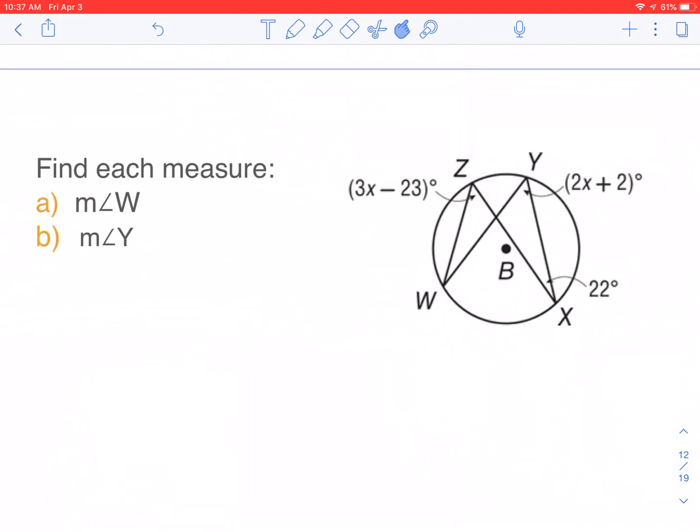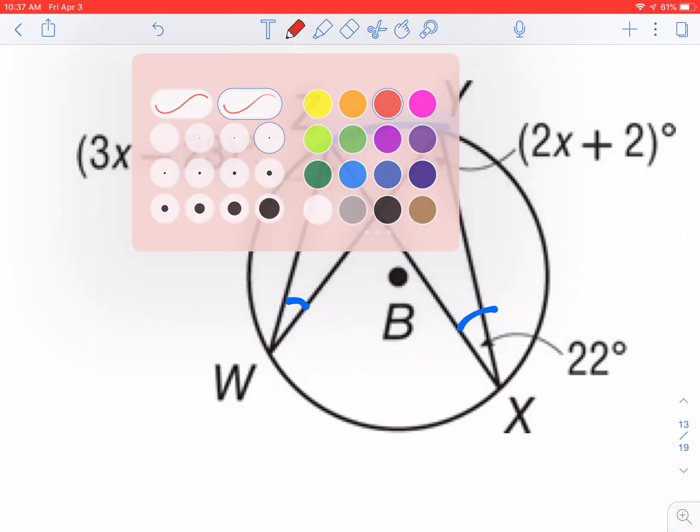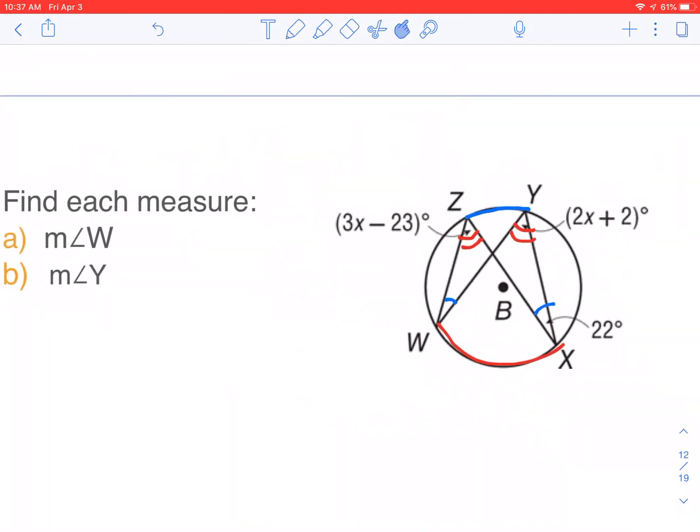All right, let's do another one here. Let's mark our picture. Zoom in. Okay, I know that anything intersecting this arc is congruent. So W and X are congruent. And then I know that Z and Y are congruent because they intersect with WX. Let's see what they're asking for. Let's find W. Easy. Same as X. It's 22.